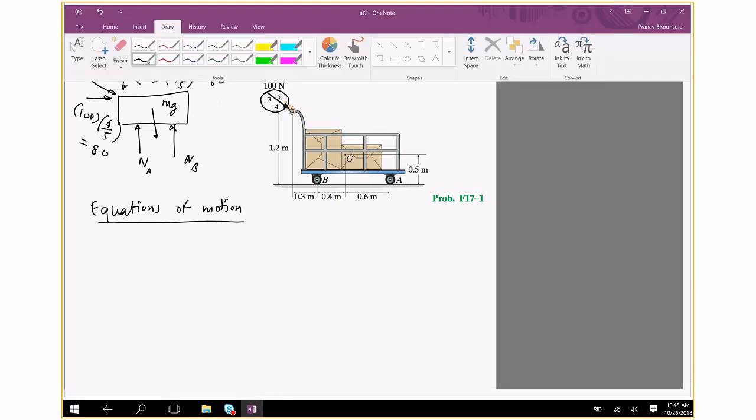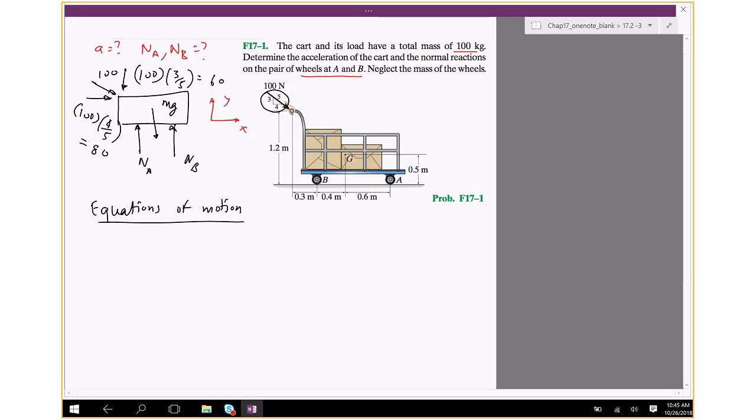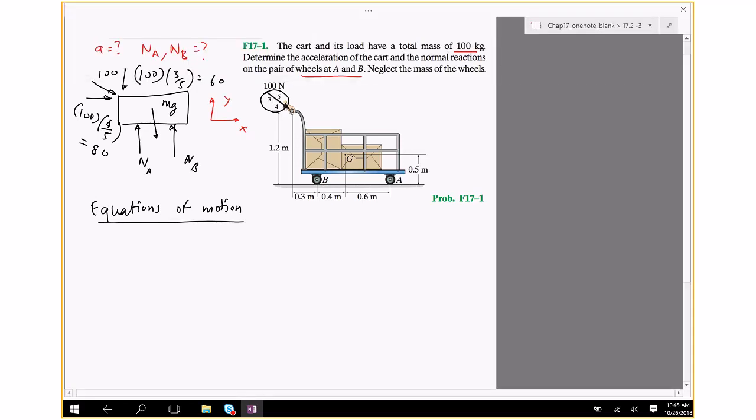Okay, again, x, y is the preferred coordinate frame. Acceleration is Fx equals mass times a_gx. So that gives me 80 is the force in the x direction equals mass, which is 100, times a_gx. So clearly a_gx is 0.8.